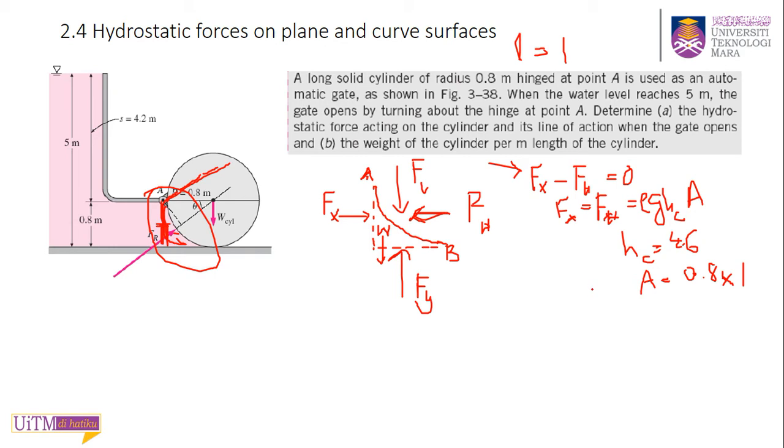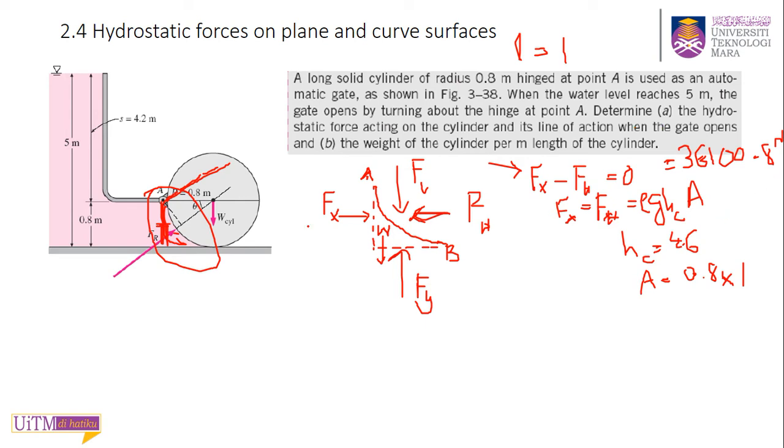Okay, good. So the value for FH equal to... FH, we calculate with the calculator. Simple. Rho g times 4.6 times 0.8. 36100.8 Newton. Always remember to put your unit so that you don't mess up with the numbers.